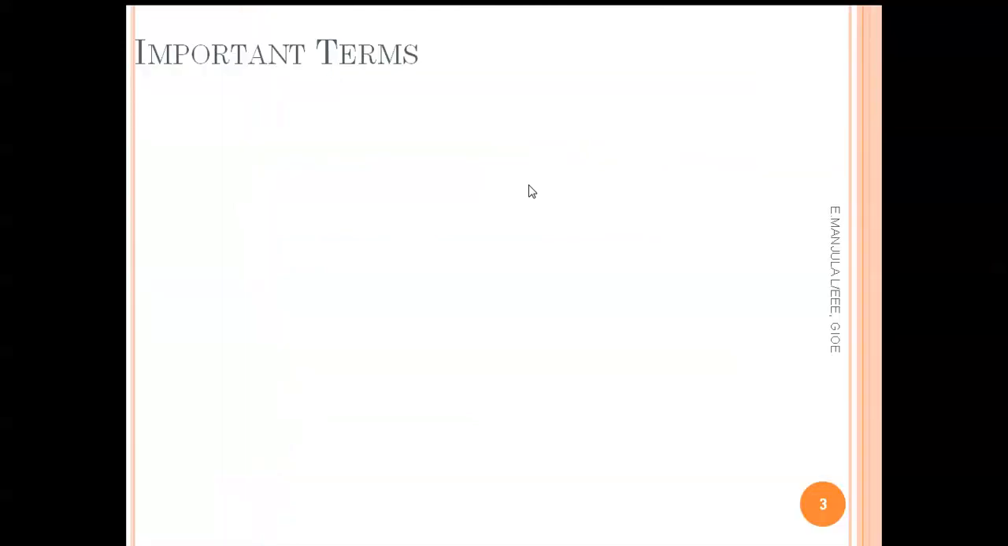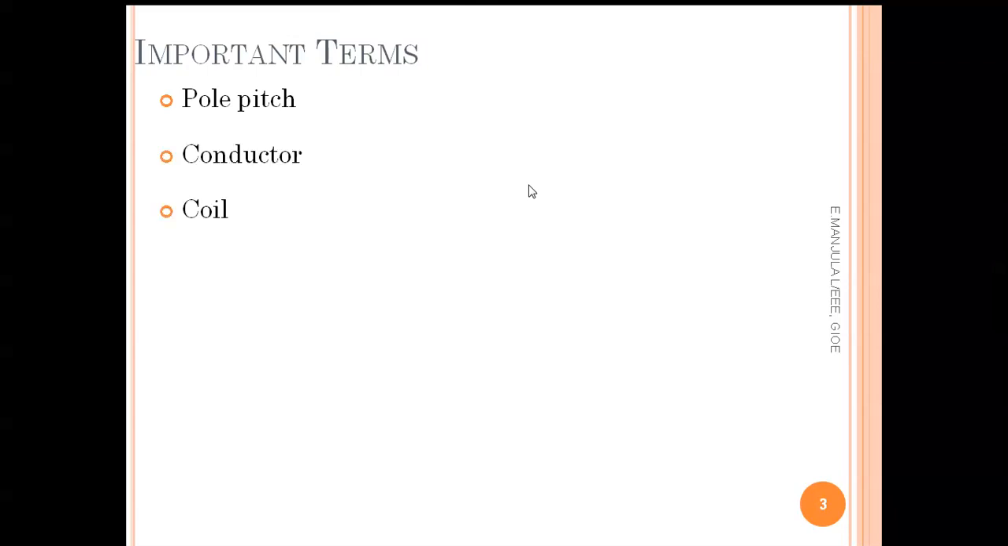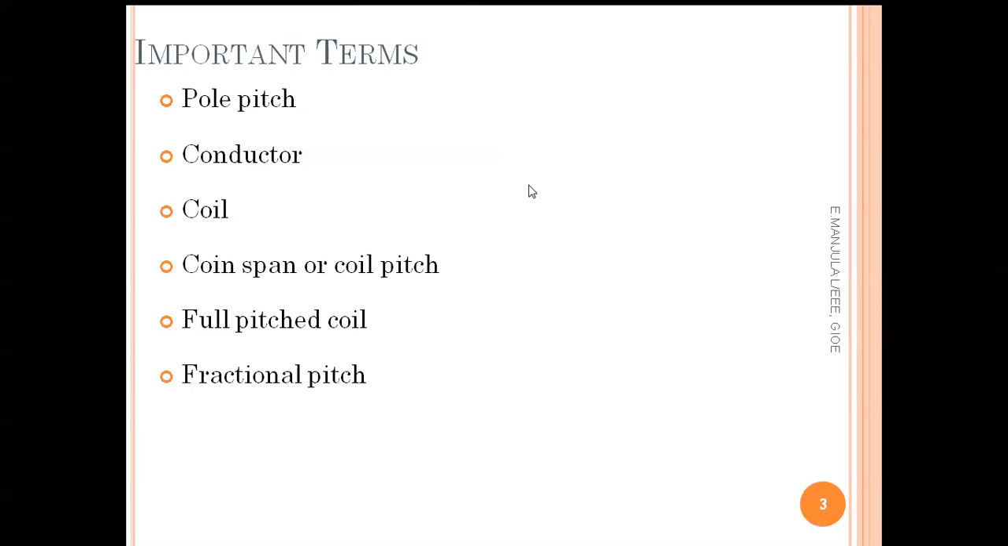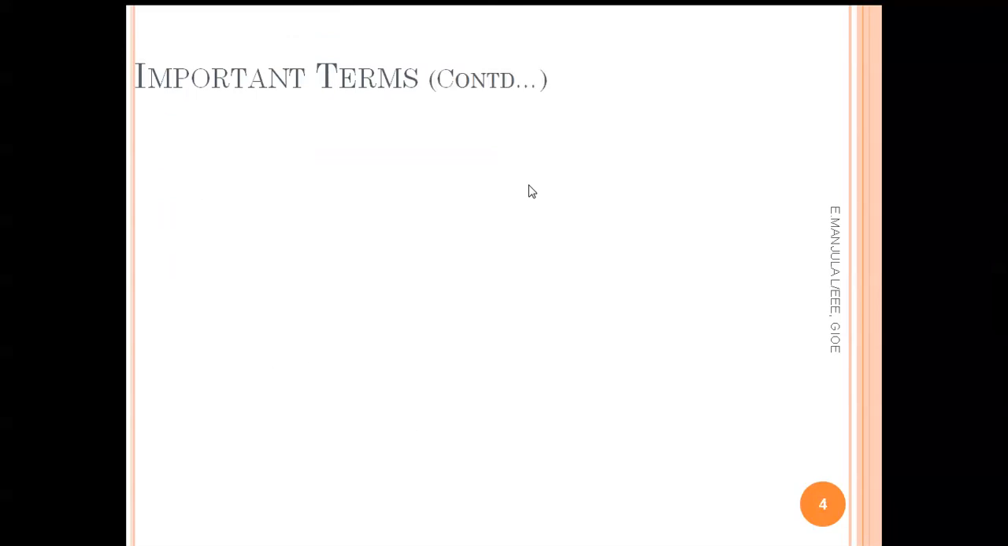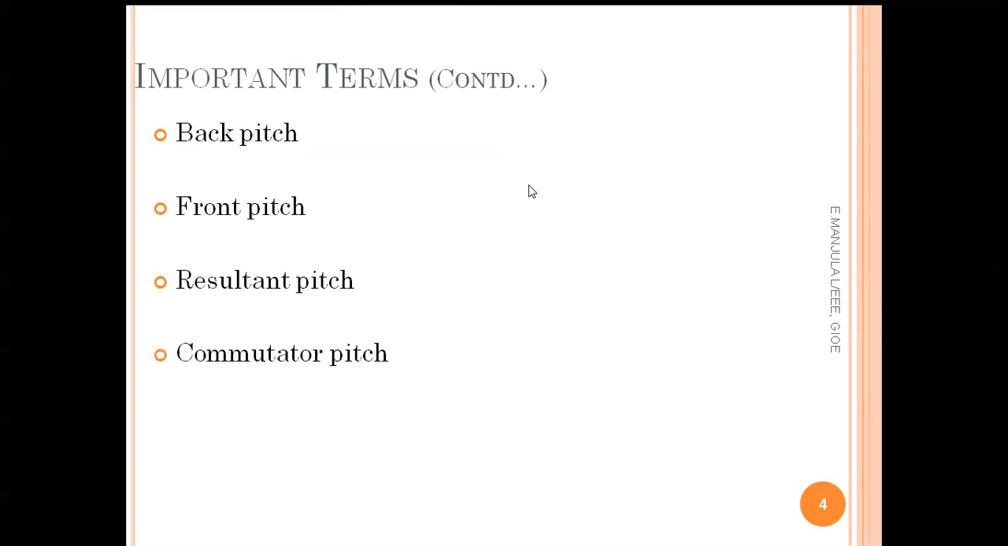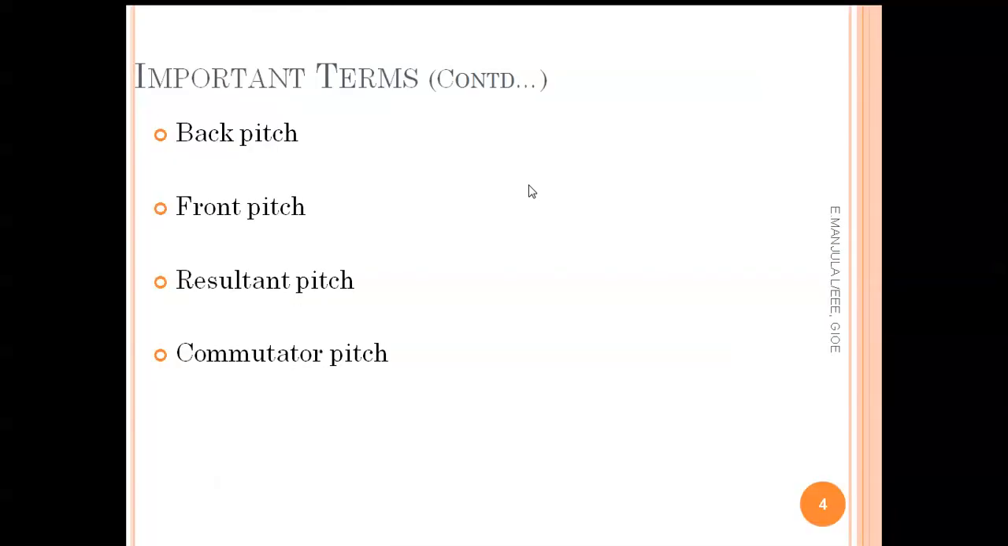First of all, we will see the important terms which are there in windings. The first one is pole pitch, conductor, coil, coil span or coil pitch, full pitched coil, fractional pitch, pitch of the winding, back pitch, front pitch, resultant pitch, commutator pitch. These are the important terms involved in the winding. There are actually two types of windings, lap winding and wave winding. These are the terms which are regularly used.